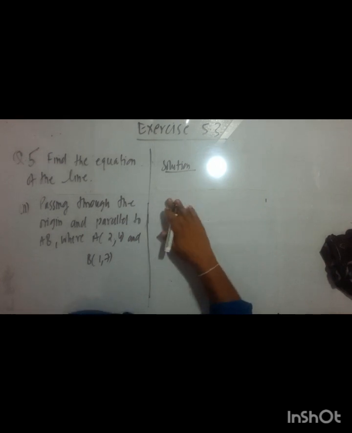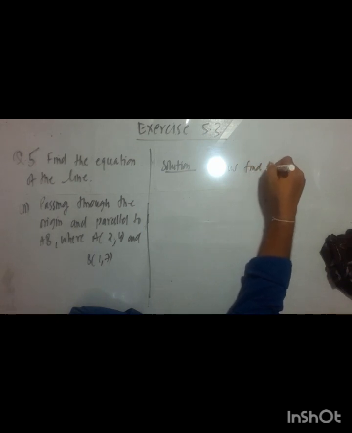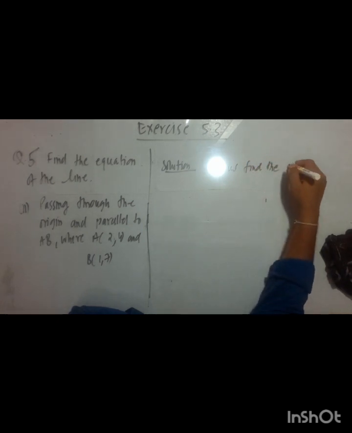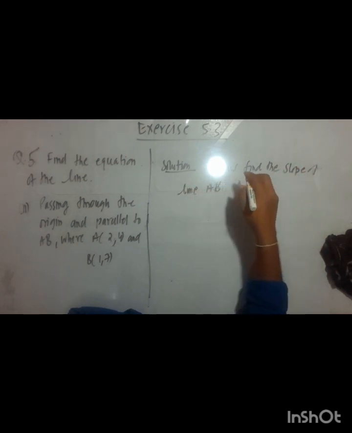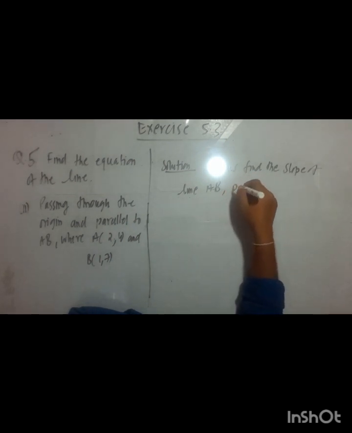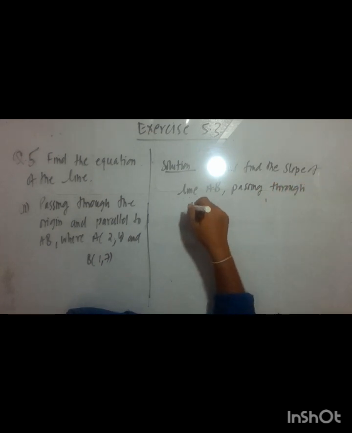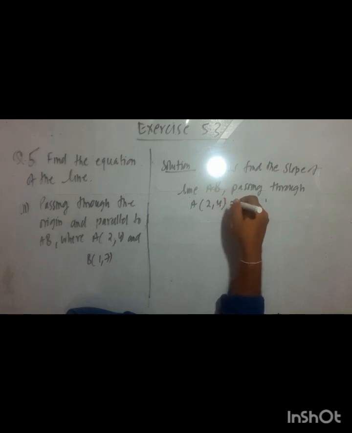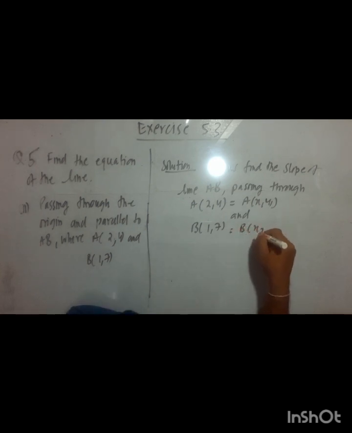Okay, first of all, let us find the slope of line AB, passing through A, that is (2,4), equal to A with x1, y1, and B (1,7), right? (1,7) is equal to B, x2, y2.